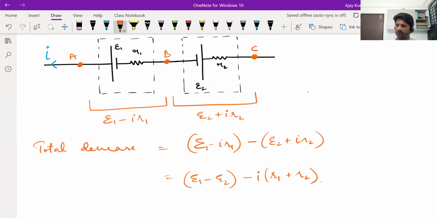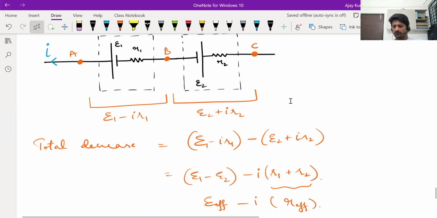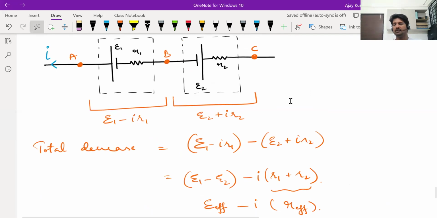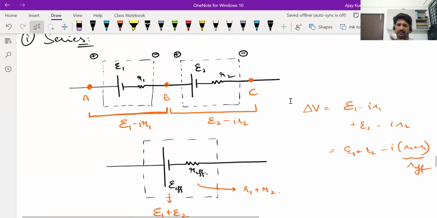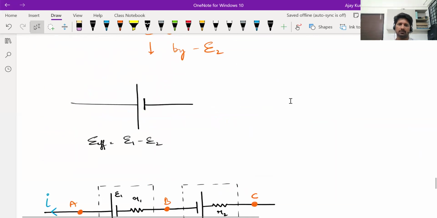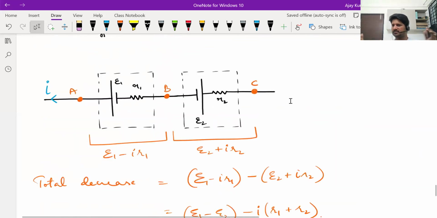Now we know this was the effective EMF. Then this part should be the effective internal resistance. So we once again see that effective internal resistance is the sum of individual internal resistances. So it doesn't matter whether the cells are connected with same polarity, like in the earlier case, or with opposite polarity. There could be any number of cells in that branch. To find the effective EMF, polarity matters. But for internal resistance in a series combination of cells, polarity does not matter.